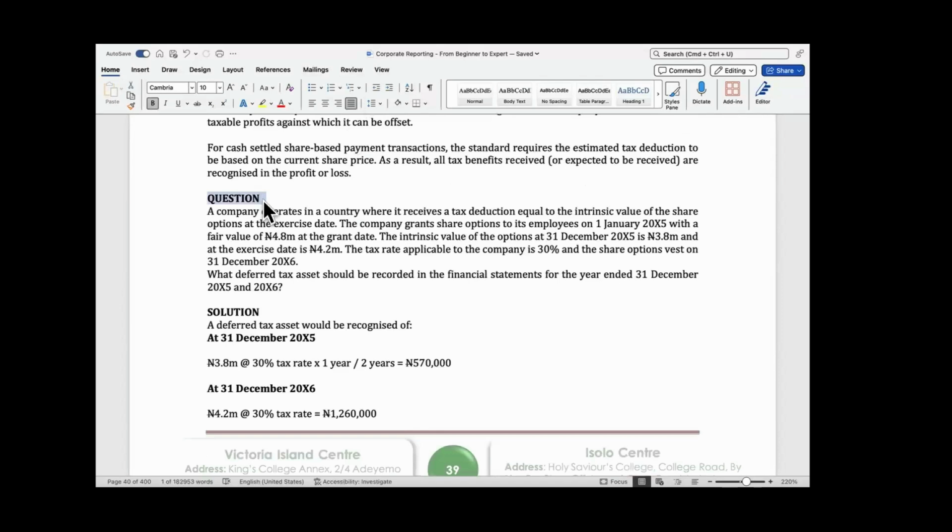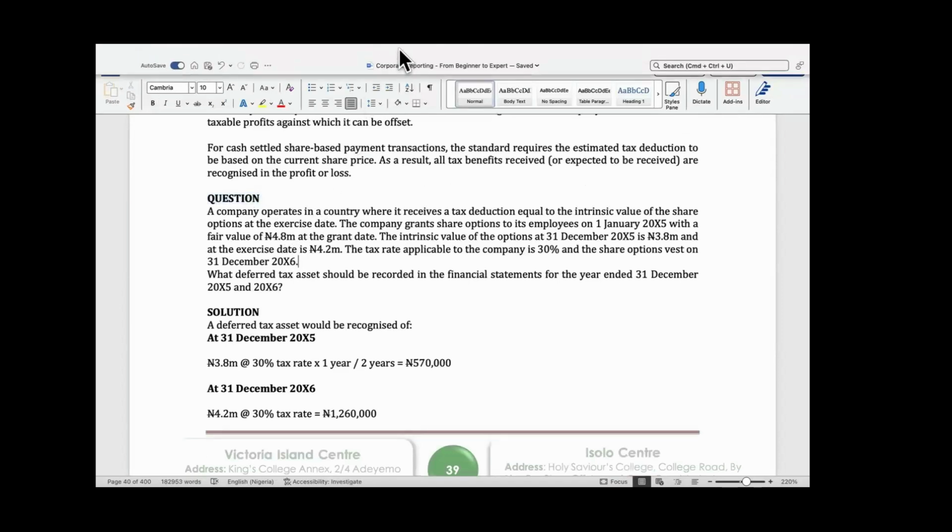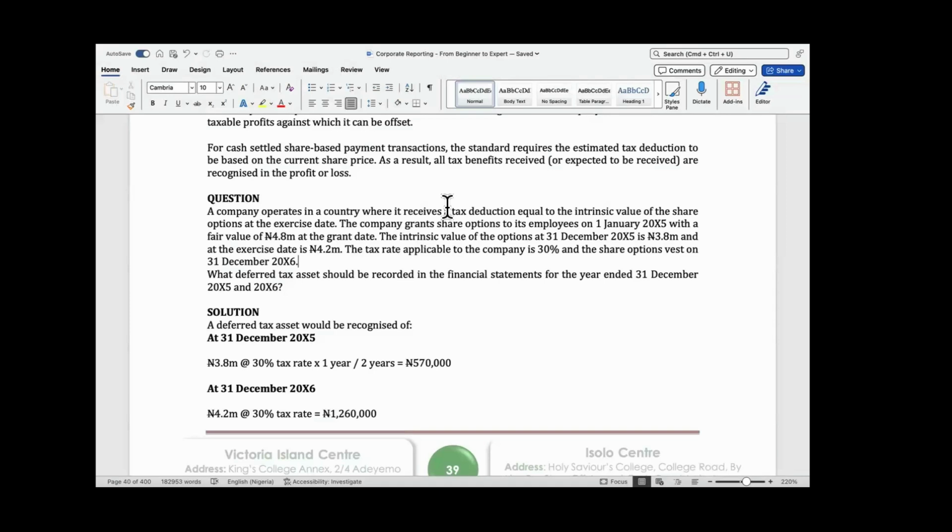It's always very straightforward. A company operates in a country where it receives a tax deduction equal to the intrinsic value of the share option at the exercise date. Okay, so this is what I was telling you. Look at the way they started this question. They already told us that the company receives a tax deduction equal to the intrinsic value. So that means the tax base is the intrinsic value, at the exercise date, of course, that's when the taxman will allow it.